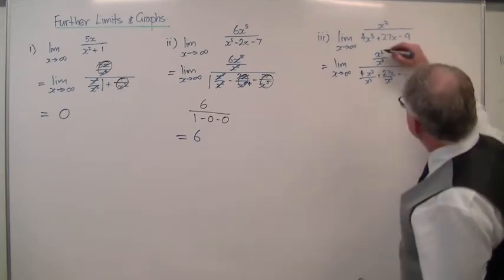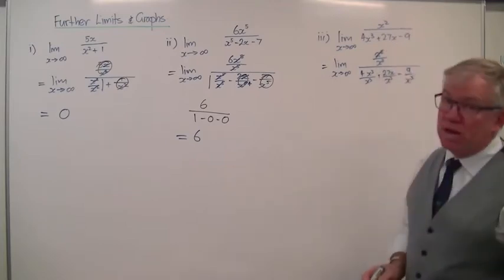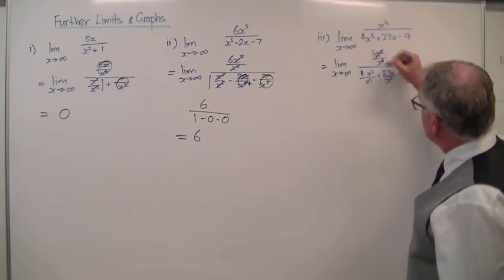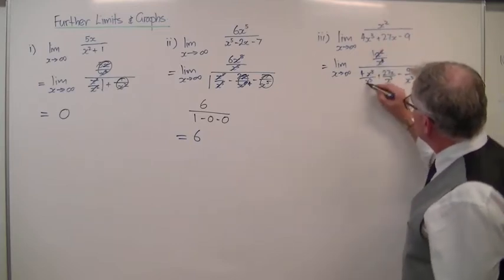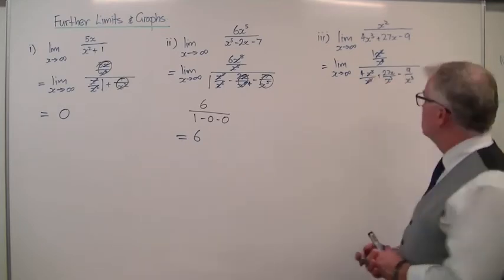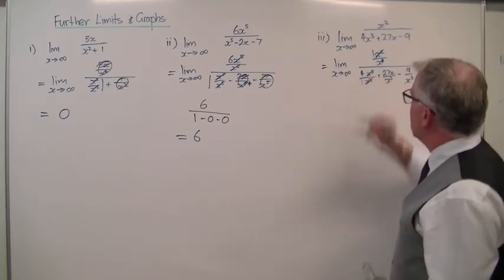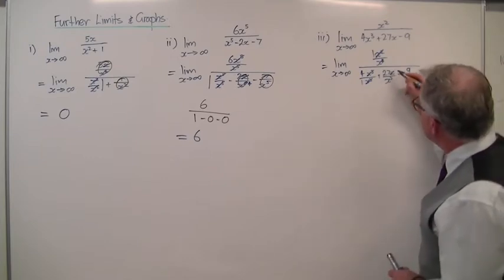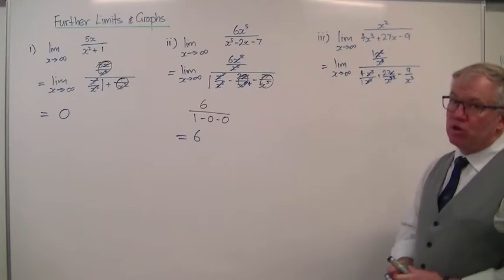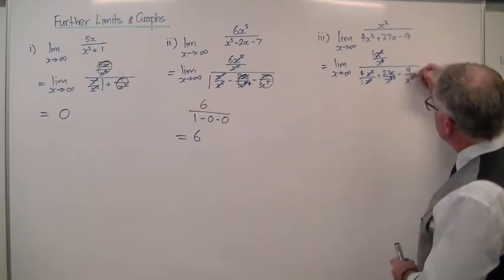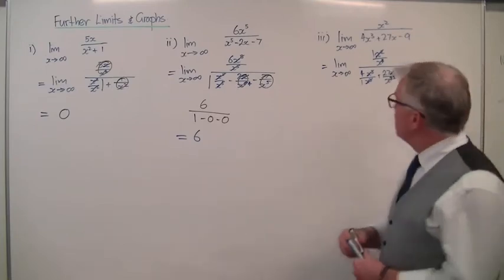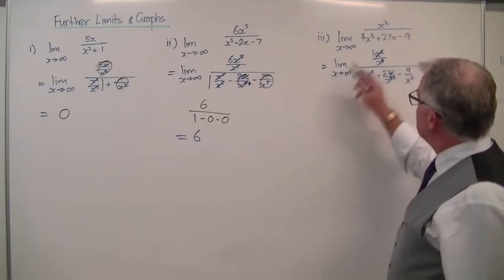As we look at these, the x squared will cancel with this one here, so we'll be left with 1 over x. Those two x cubes will cancel with one another, so we're just left with a 4, or technically 4 on 1. This x here will cancel with one of the x's here, so we'll be left with 27 over x squared. And this one will just remain as 9 over x cubed, following the same pattern that we've looked at before as we analyse this.